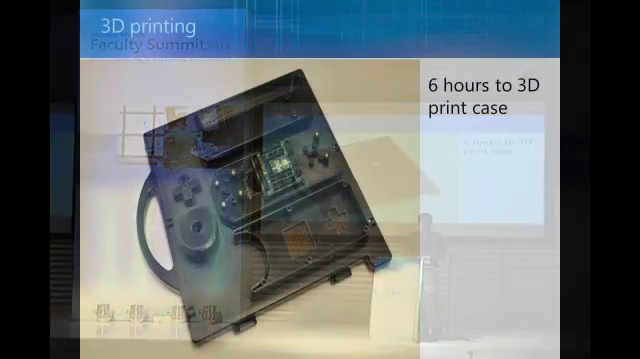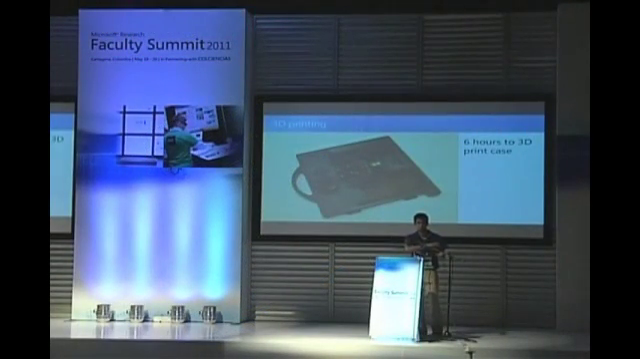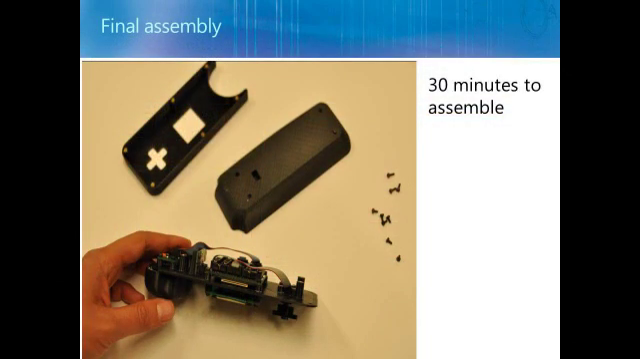What took the longest was waiting for the 3D printer to finish its job. We sent this to the printer, and it built this enclosure out of plastic. It was printing while we were doing the programming. So after that, it took about 30 minutes to assemble.